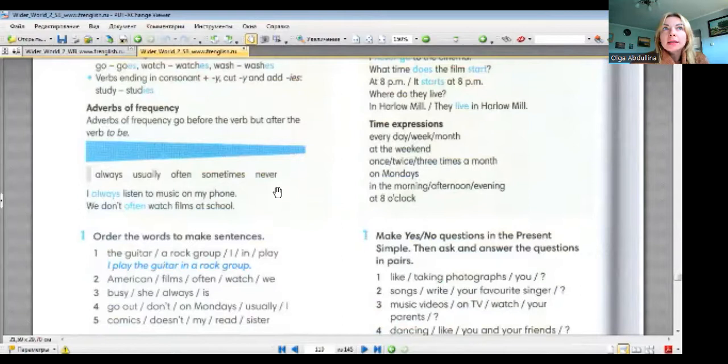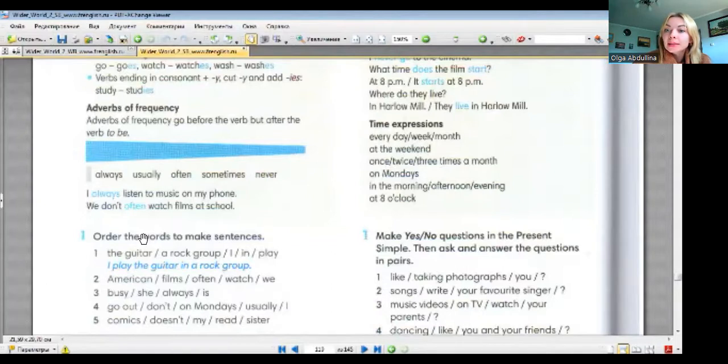They are never what? They are never smiley. Вони ніколи не посміхаються. But if it is a main verb with full meaning, so to say, так, з повноцінним значенням, so it has the meaning of action, у нього є значення дії, then these verbs, so always, usually, often, sometimes, and never, they are supposed to be before this verb.